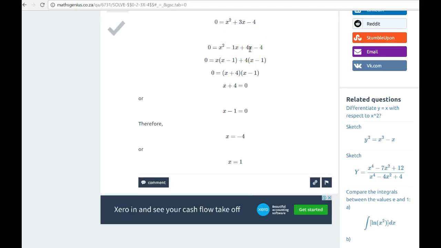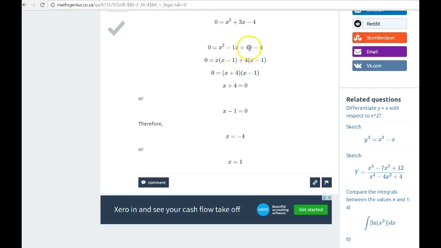Right. Now once we've done that, we look at the first two terms. Is there a common factor here? Yes, x. So if we take x out, x times x gives us x squared, and -1 times x gives us that as well. So we've factorized the first pair, and for the second pair the common factor is 4. We take it out, and there's x minus 1.